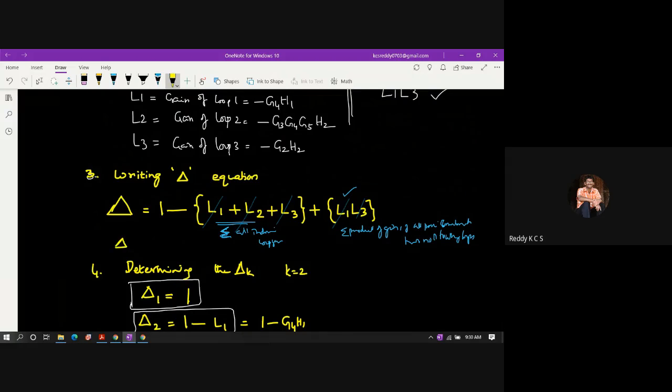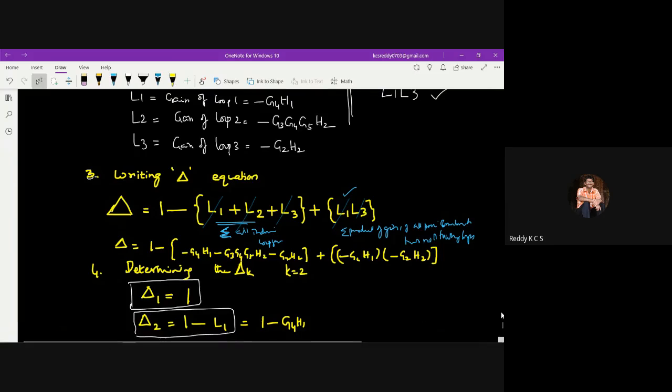Similarly, in the del equation also you need to substitute all the values. Minus of L1 is minus G4 H1, minus G3 G4 G5 H2, then minus G2 H2. You need to substitute all, then plus the combination of L1 and L3, which is minus G4 into H1 into minus G2 into H2. So this is the substitution of the loop gains in the equation. This has to be done.